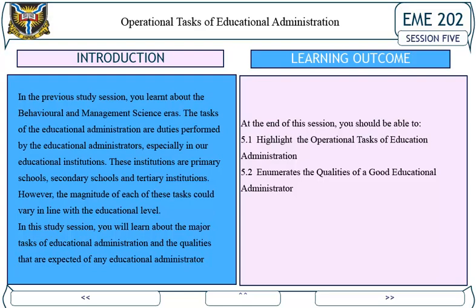Introduction. In the previous study session, you learned about the behavioral and management science areas. The tasks of educational administration are duties performed by educational administrators, especially in our educational institutions. These institutions are primary schools, secondary schools, and tertiary institutions. However, the magnitude of each of these tasks could vary in line with the educational level.